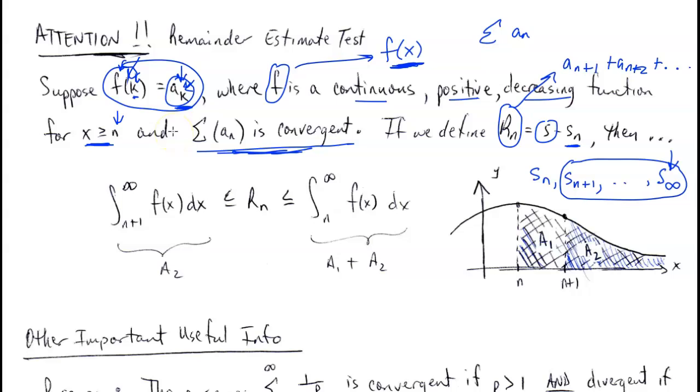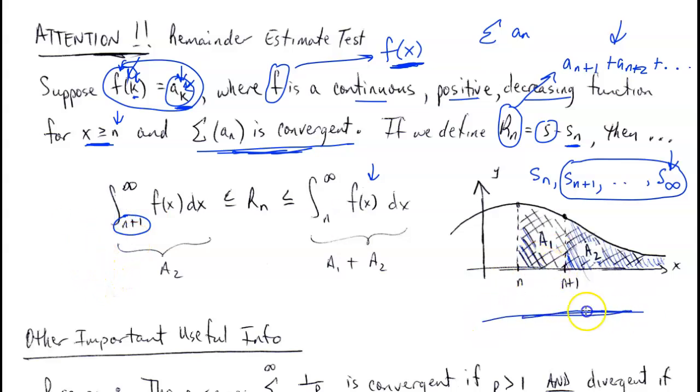So what we're saying here is that instead of us having to go through all this stuff that I said here to try to figure out what the remainder will be, all we have to do is evaluate the improper integral of our analog function to the sequence from n to infinity, and that will be the upper limit, and then the lower limit will be the same improper integral, but our limit of integration now is n plus 1.